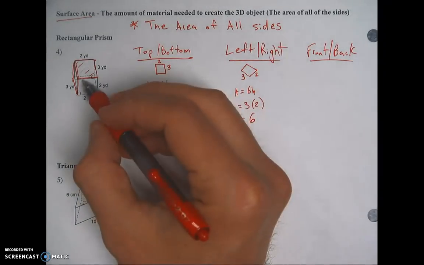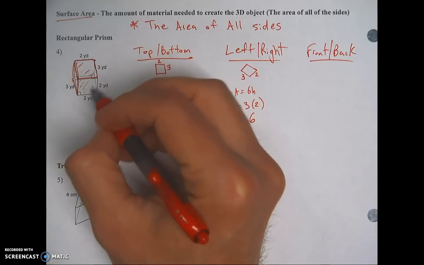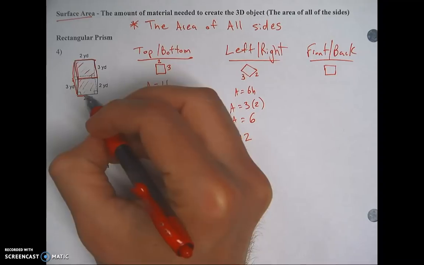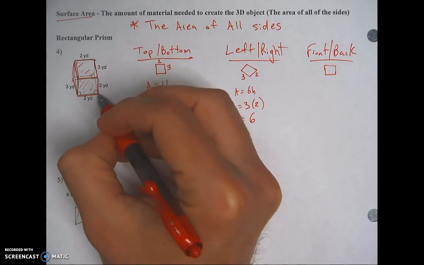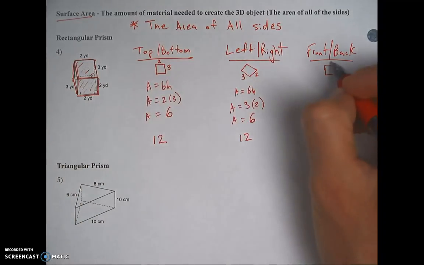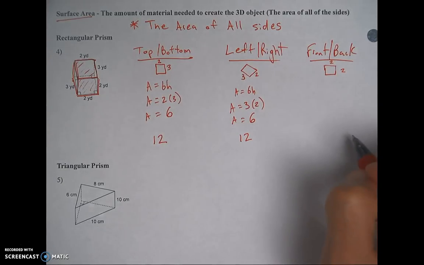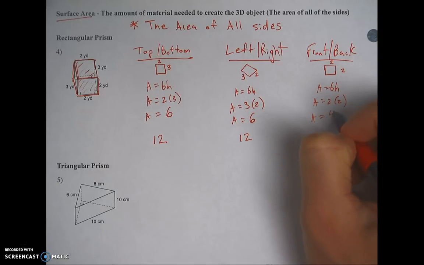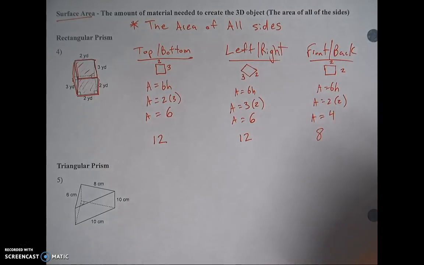All right, now the front and the back are these little squares right here. The bottom, if you traced it out, is 2, and then the height here is also 2. So it's 2 by 2. Area is base times height. 2 times 2. Front is 4, which means the back is also 4 for a total of 8.